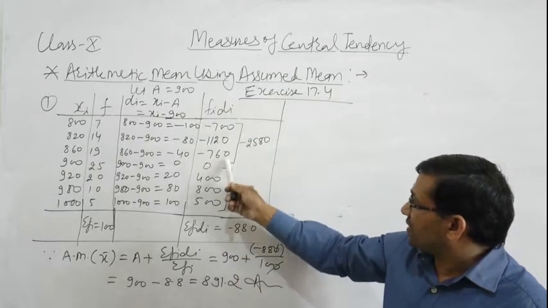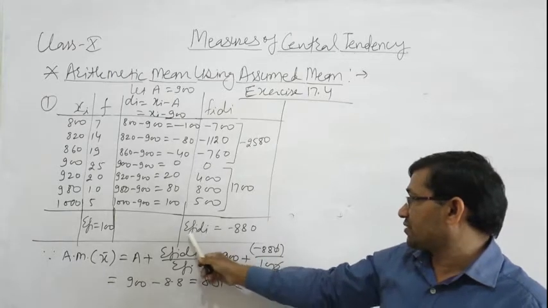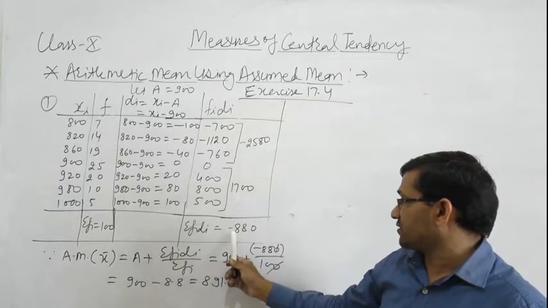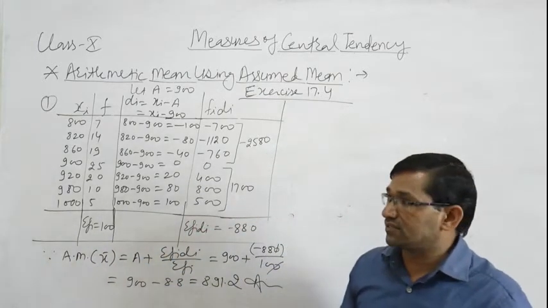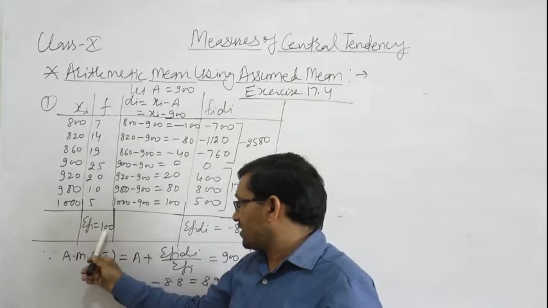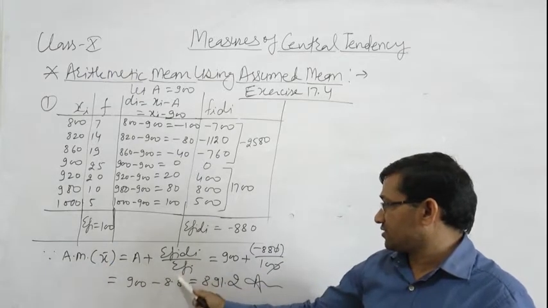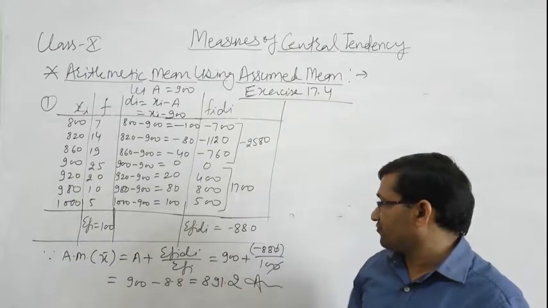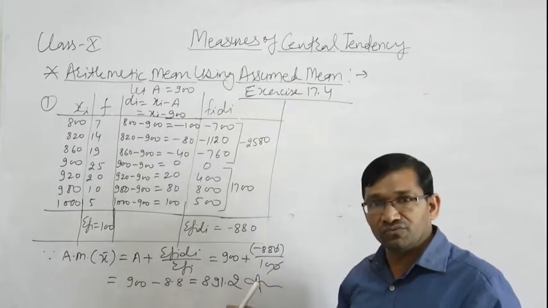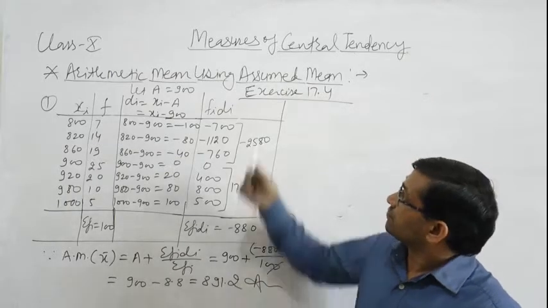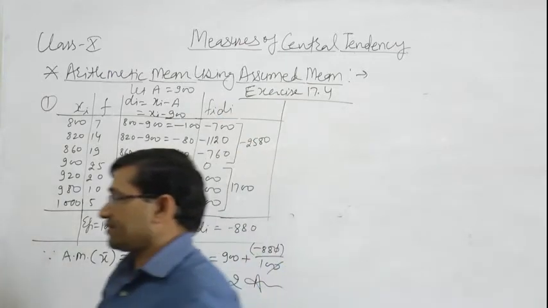Then sum of negative values, sum of positive values, and sum of negative and positive is sigma fi di. Sigma fi di is minus 880, and sigma fi, it means sum of all frequencies, is 100. Because arithmetic mean is equal to a plus sigma fi di upon sigma fi. We put the values and solve, we get arithmetic mean is equal to 891.2. Clear? So this is known as the assumed mean method. This is also a simple method.